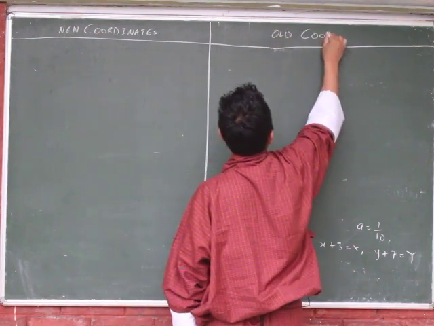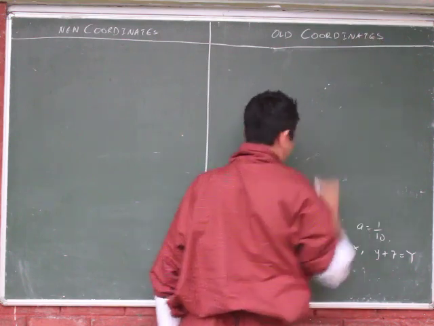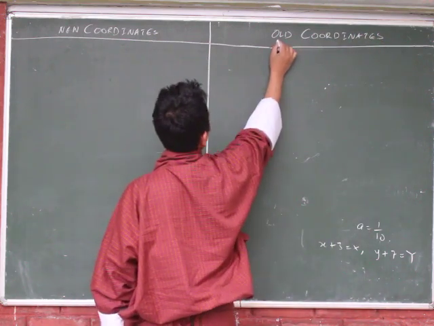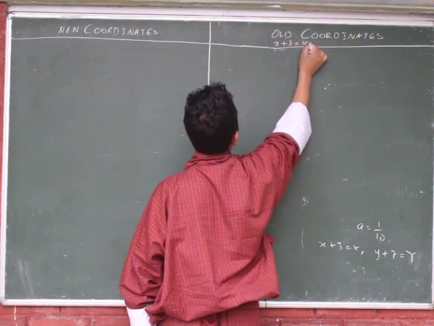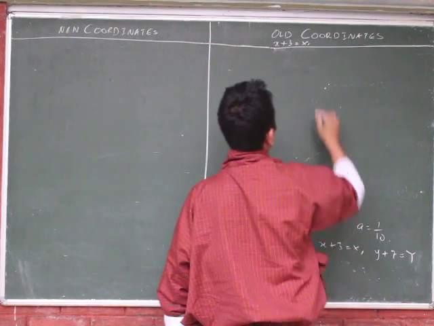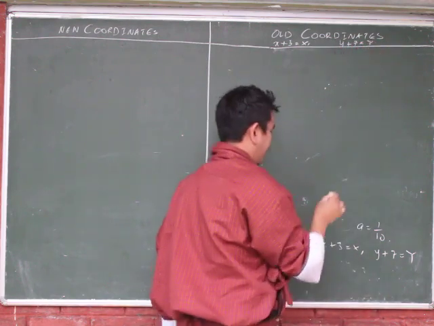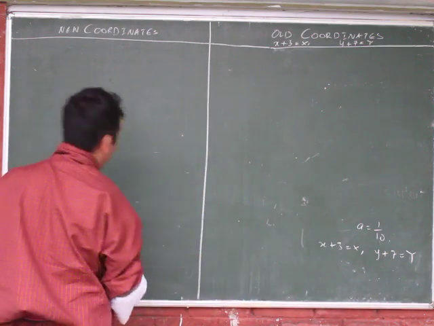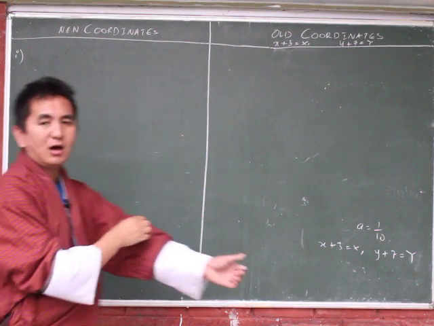So in this case, I'm going to take x plus 3 is equal to capital X. Write this one for it will be much easier. Y plus 7 is equal to capital Y. So a value is 1 by 10. Please remember a value 1 by 10. Okay, number one, what do you need to calculate? We need to calculate the vertex.